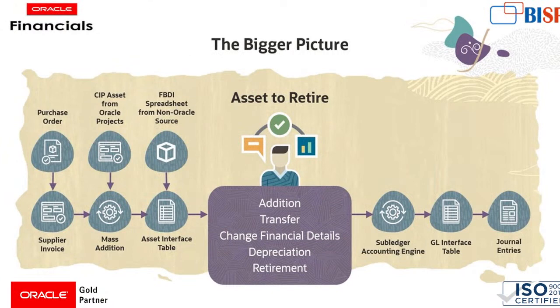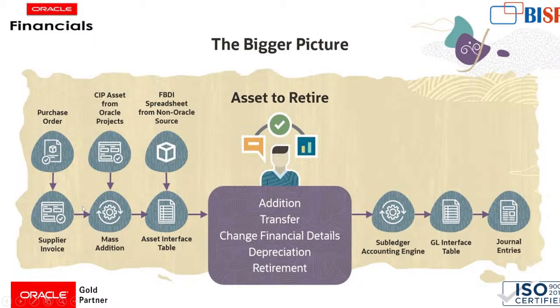In the bigger picture, you can see the asset to retire. So there is a purchase order. Today we will create one purchase order. Through that purchase order we will enter the purchase order details, and through there we will push that to the supply invoice. We will enter the supply invoice using the purchase order number.